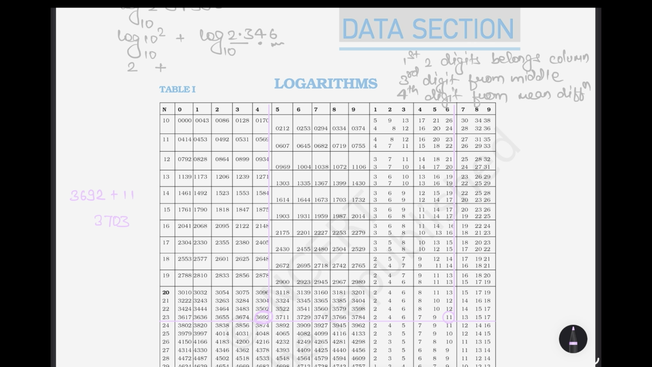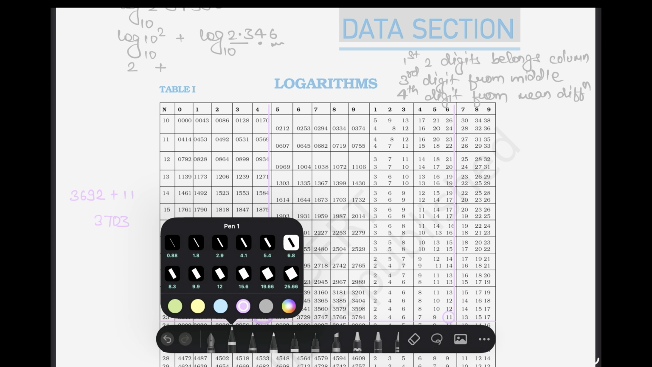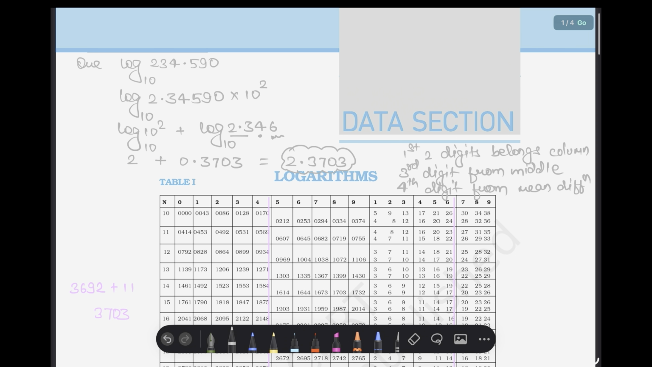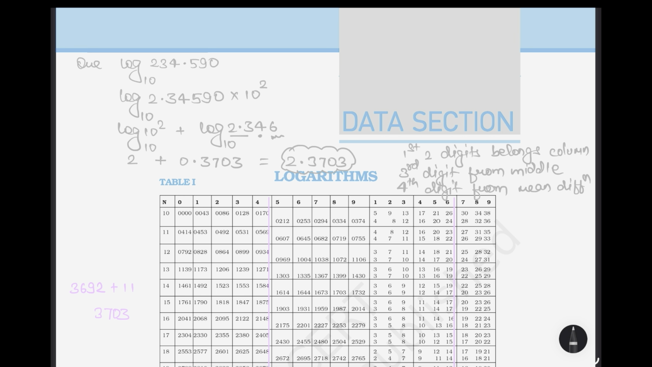Now you have to write this number in decimal. So come again. You got 0.3703. Now you can add these two things up, so you got 2.3703. So the value of log 234.59 comes out to be 2.3703. I hope the idea is clear and you guys can handle similar situations.